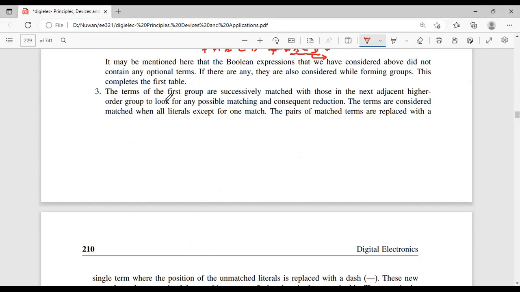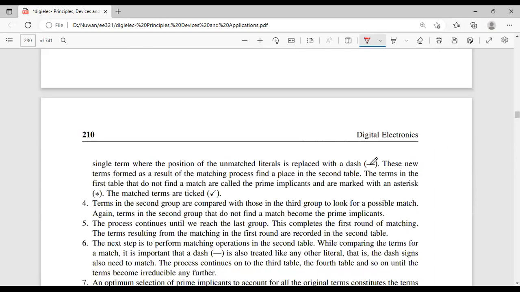So this is the third step. You have to check it with the adjacent higher order group, okay? And if there is only one mismatch, you have to put the dash or cross. I think you can remember this, and you can write it like this.